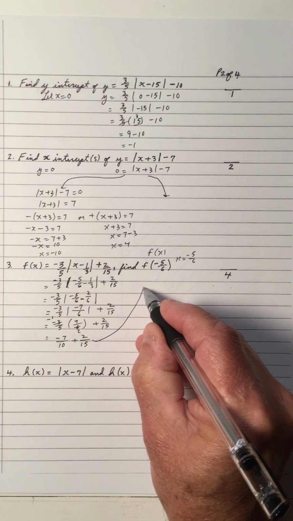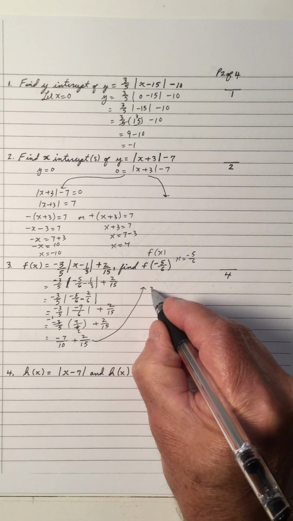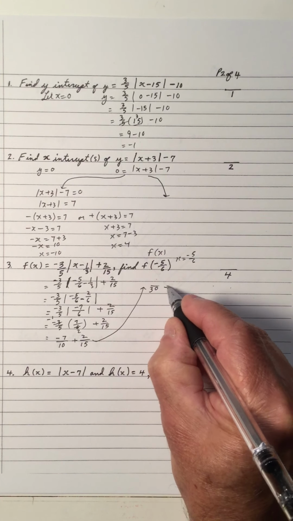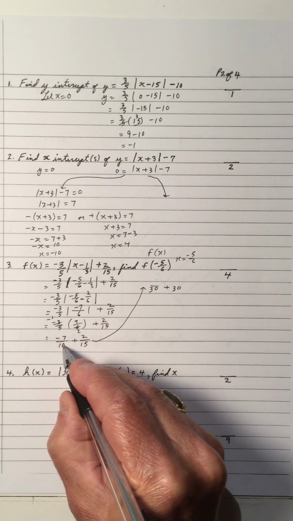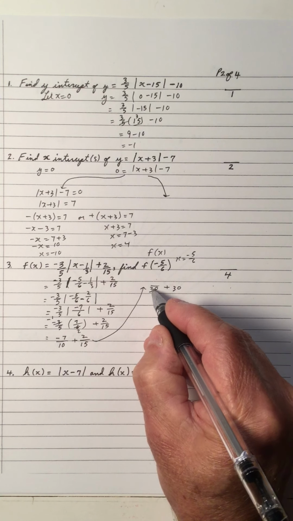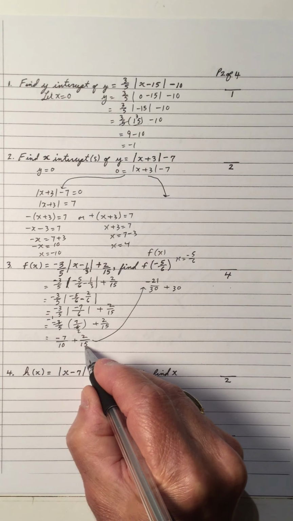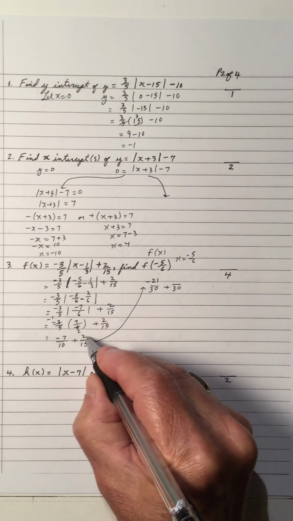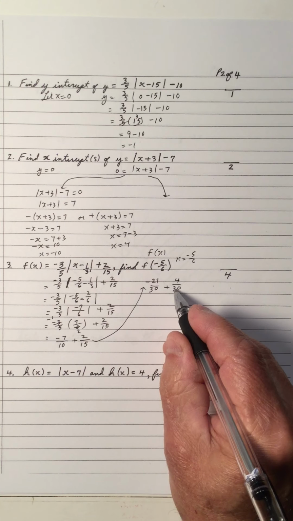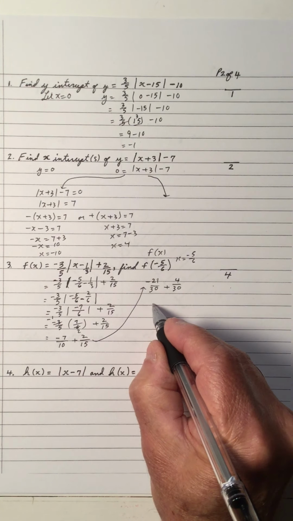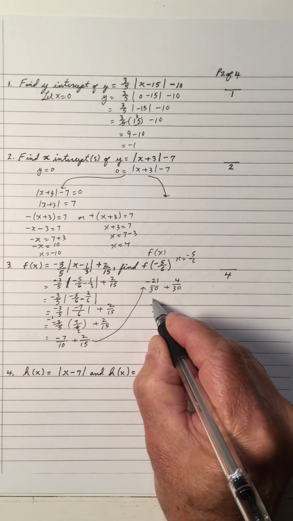And let's go up here. The common denominator for 10 and 15 is 30, the LCD. So 10 into 30 goes 3. 3 times negative 7 is a negative 21. 15 into 30 goes 2. 2 times 2 is 4. The common denominator is 30. And we get a negative 17 over 30.